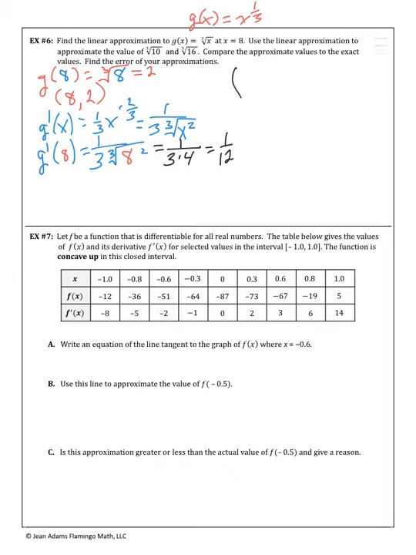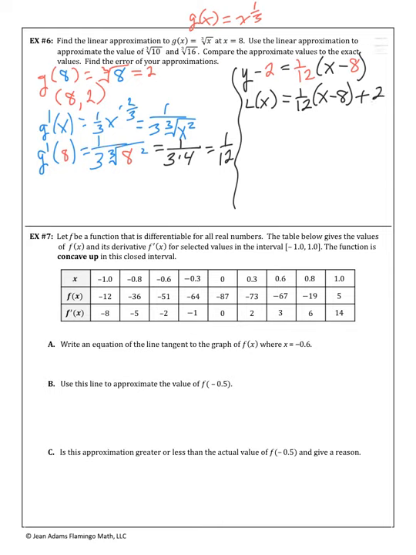So now I can write L of x. Whoops, I don't want to do L of x quite yet. So we're going to do y minus, my y value is 2, equals, my slope is 1/12 times x minus, my x value is 8. I'm going to solve for y by adding 2 to both sides, and I'm going to replace y with L of x. So L of x is equal to 1/12 times x minus 8, all of that plus 2.